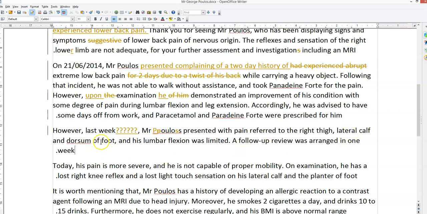Lateral calf and dorsum of foot. What foot? Is that the right foot? Fault review was arranged in 1 week. What did you do?